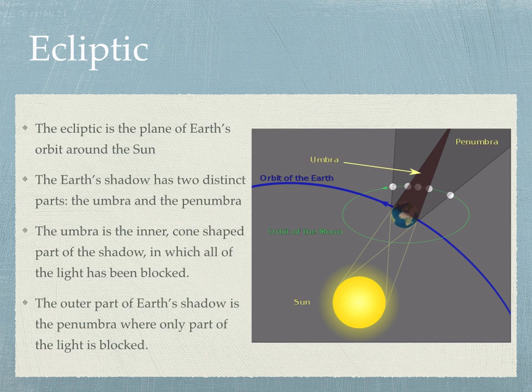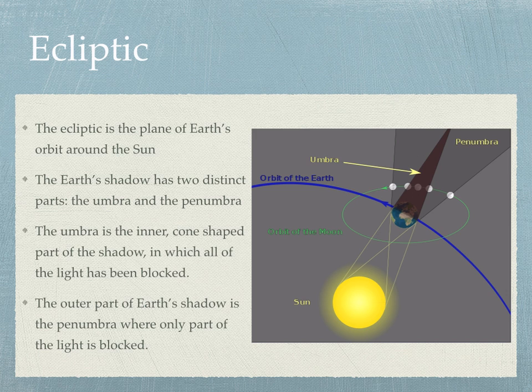The Earth's shadow has two distinct parts, the umbra and the penumbra. The umbra is the inner, cone-shaped part of the shadow in which all of the light has been blocked. The outer part of the Earth's shadow is the penumbra, where only part of the light is blocked. In the penumbra, the light is dim but not totally absent.